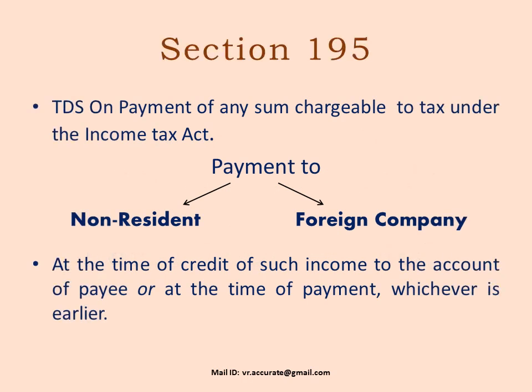Section 195 is all about TDS on payment of any sum chargeable to tax under this act if the payment is made to a non-resident not being a company or a foreign company. Thus, the TDS is to be deducted at the time of credit to the payee account or at the time of payment, whichever is earlier.